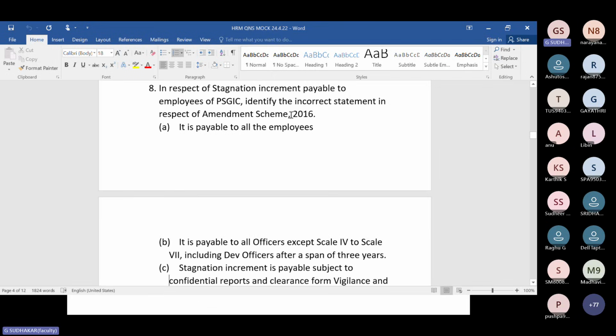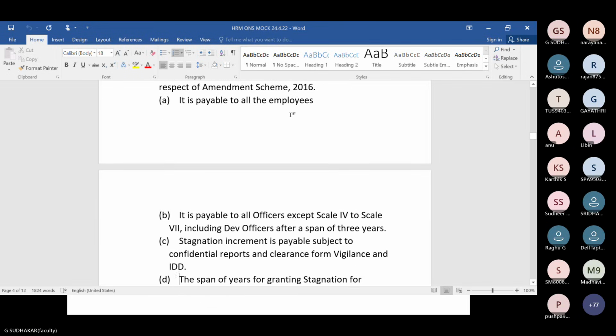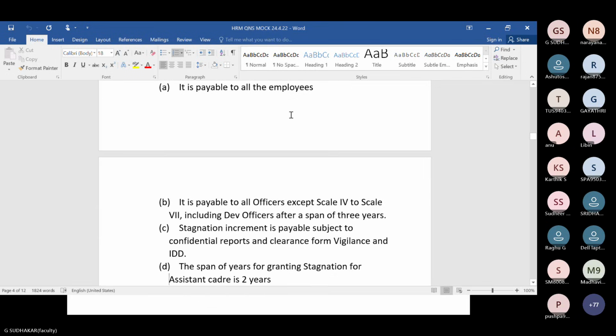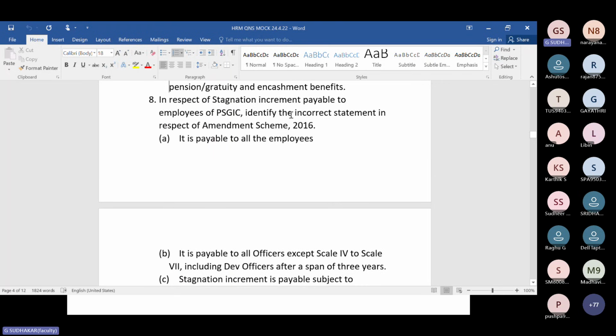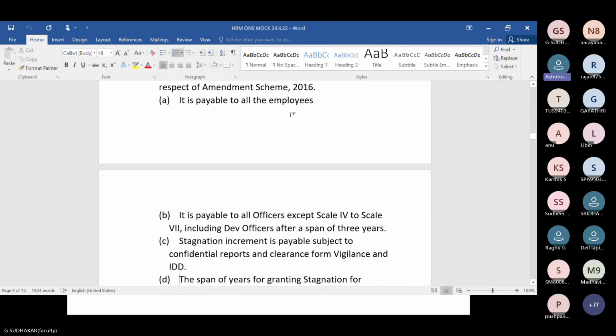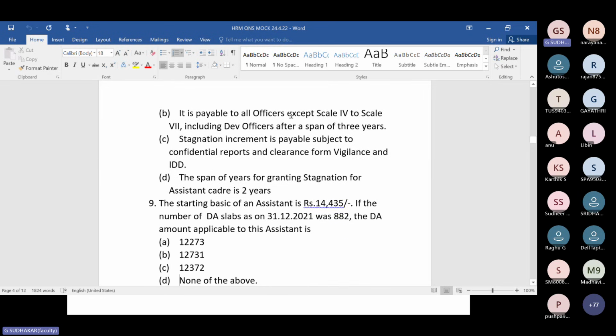Stagnation increment. Which statement is correct or wrong? Incorrect statement. The incorrect statement is that it is payable to all employees. It is not payable to RC, and even scale 4 is not there, scale 3 is not there, and scale above 5 also is not there. Good.